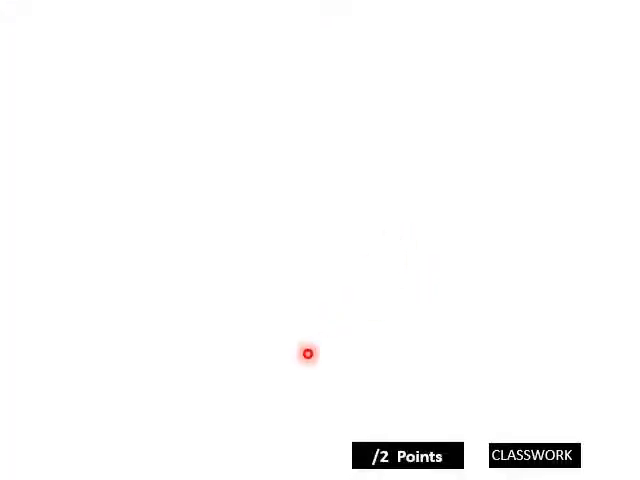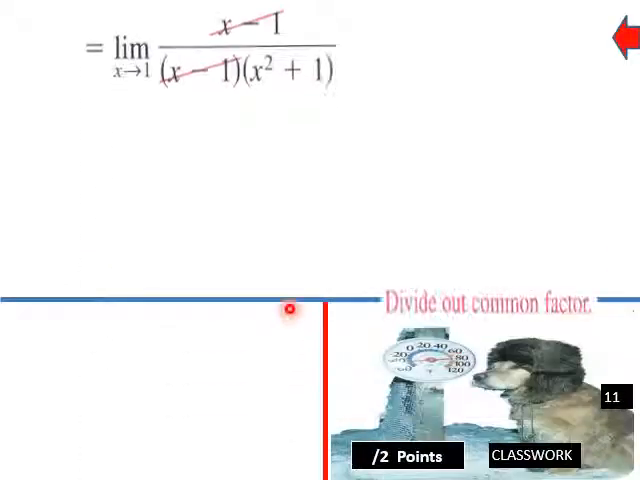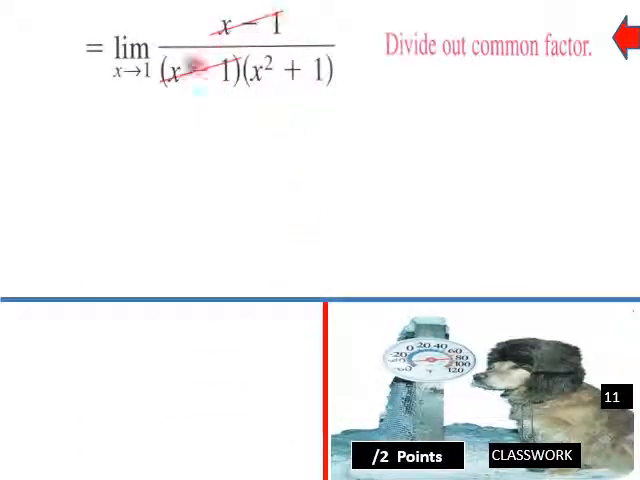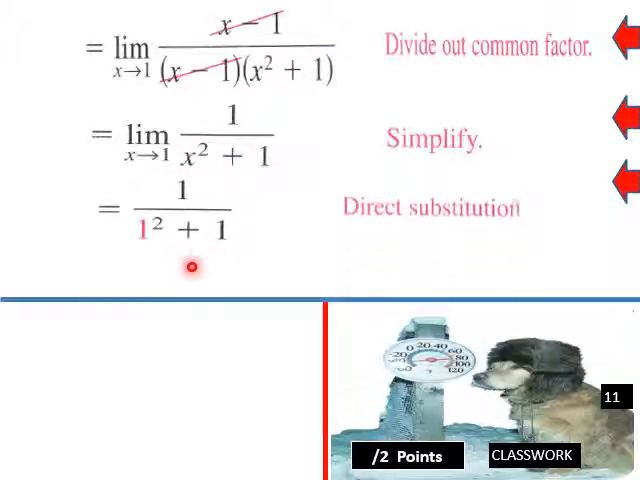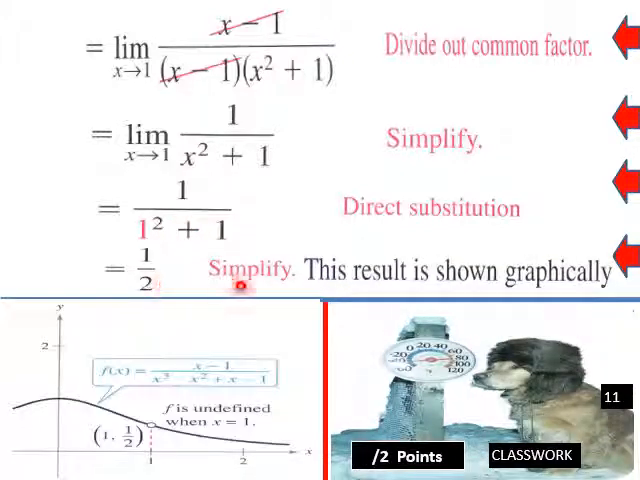We come up with that. So now these will cancel, divide out common factors. So we have 1 over x squared plus 1. We can simplify that. And then now, direct substitution, we substitute in our 1. Well, 1 squared plus 1. And we get 1/2.